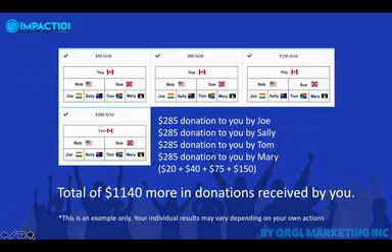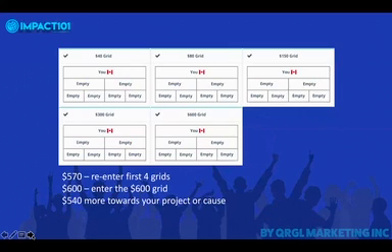They're going to donate $285 to their inviter, and they're going to donate $285 to you because they fell in your grid too. That means you've just received another $1,140 in donations. So let's look at your situation now.